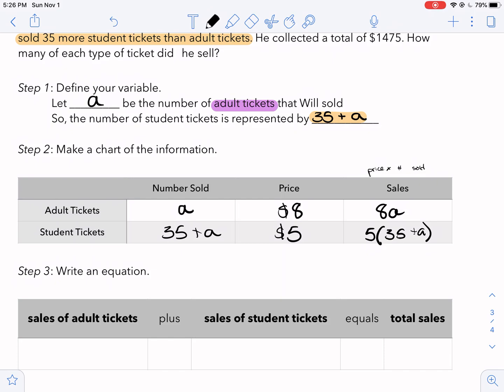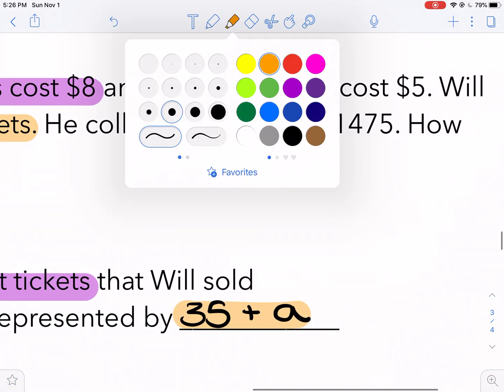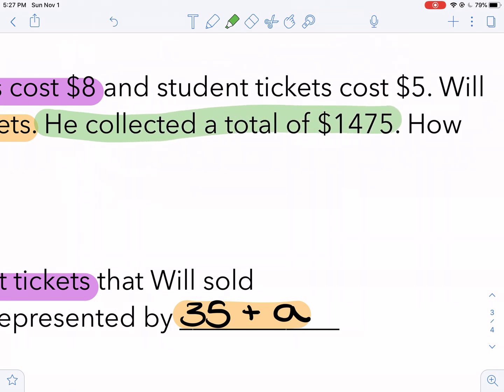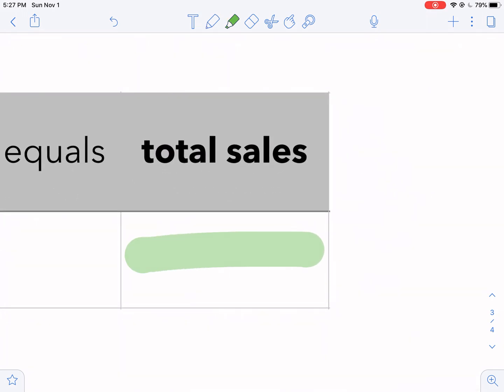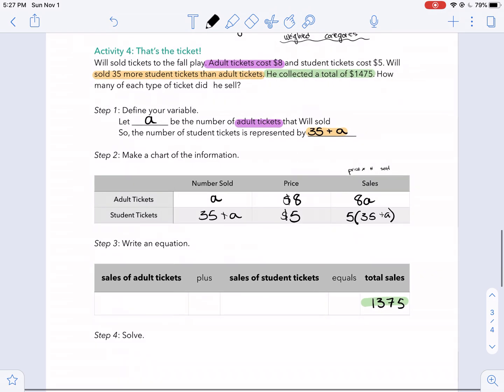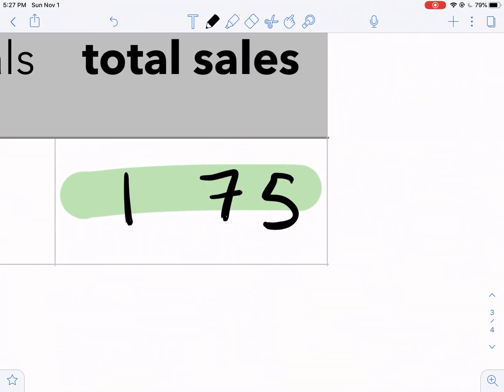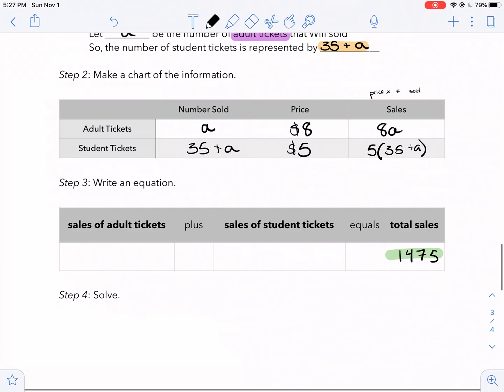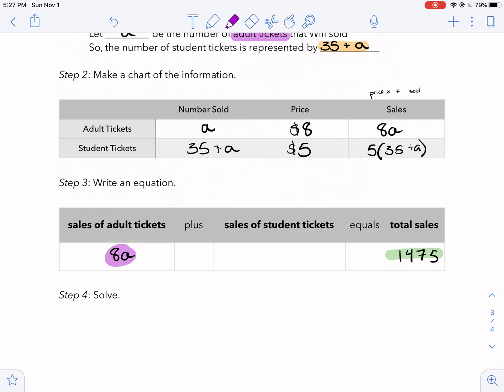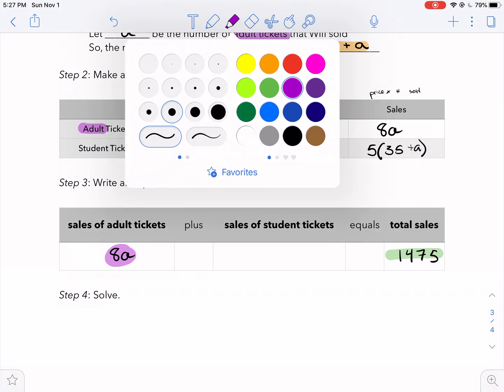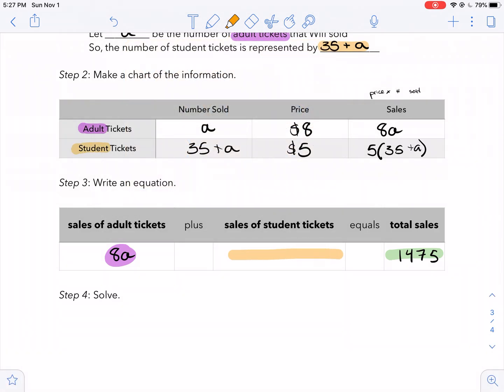Okay, now let's find out what our total is. To find out what our total sales are, we read the question and it says he collected a total of $1,475. So we can put our total sales right where it says total sales. We also know his sales from his adult tickets are 8A, whatever A turns out to be, and the student tickets, we have an expression for that, is 5 times 35 plus A.